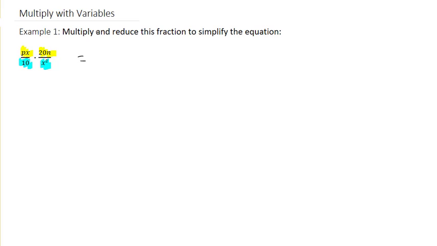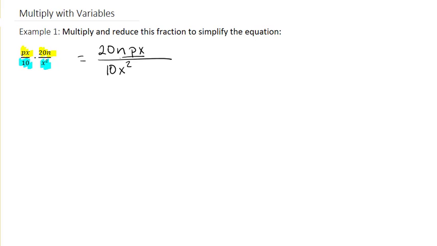So we then get on the top 20 npx. And then on the bottom we will get 10x squared. Because as they are all next to each other, the n, the p, and the x stay on the top, that means that we're multiplying all those things together. So now let's go ahead and use prime factorization to break this down so we can reduce it.